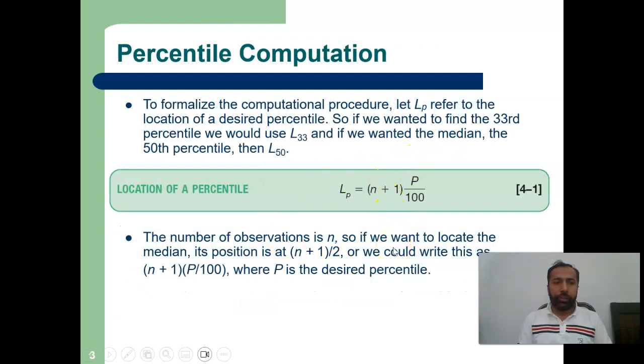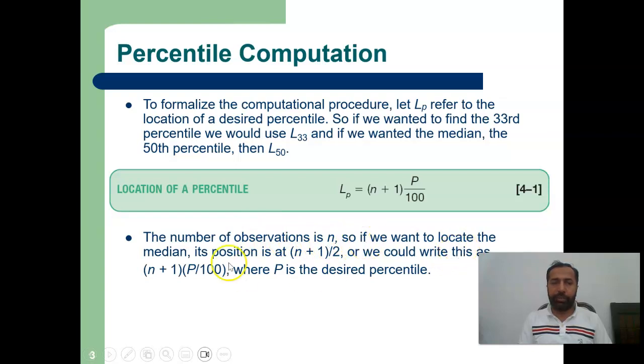Now, this is the computation. To formalize the computational procedure, let L_P refer to the location of a desired percentile. So if we wanted to find the 33rd percentile, we would use L_33. So P will be 33, and n will be the number of observations. So the number of observations plus 1 multiplied by 33 over 100. The number of observations is n.